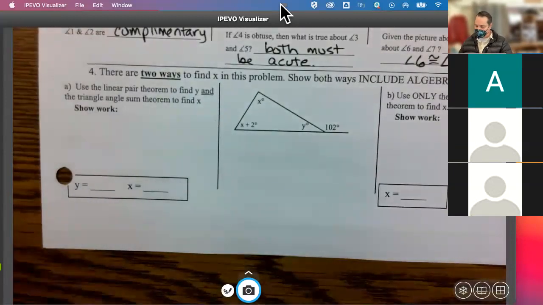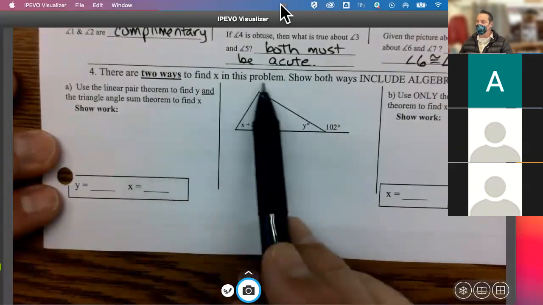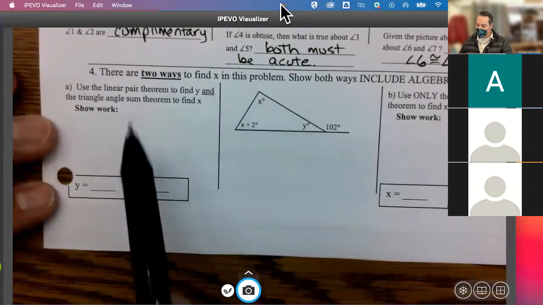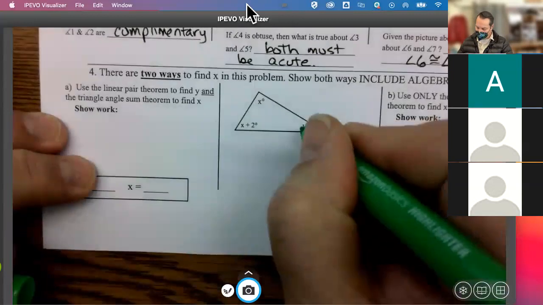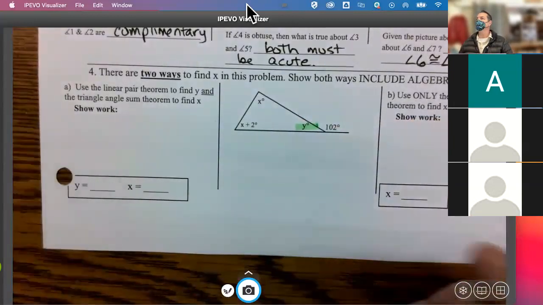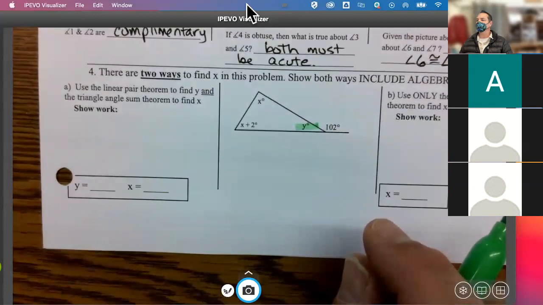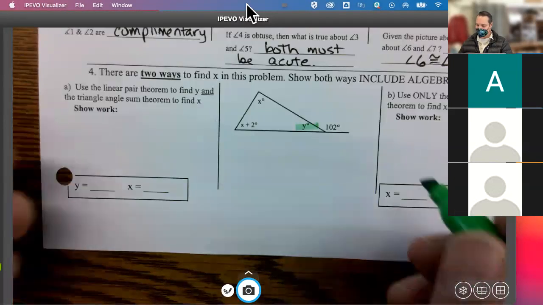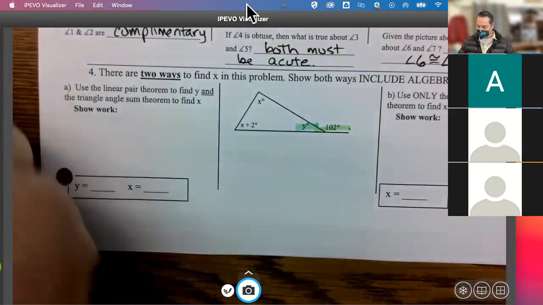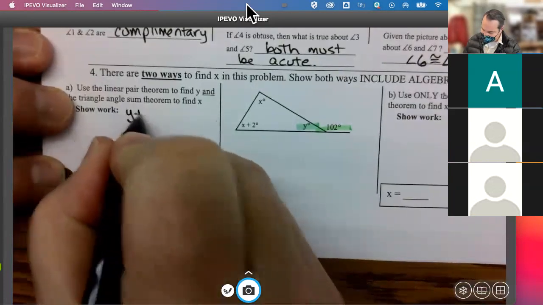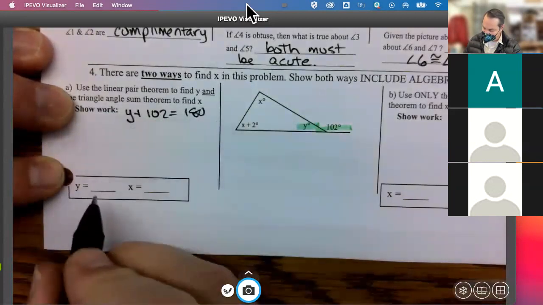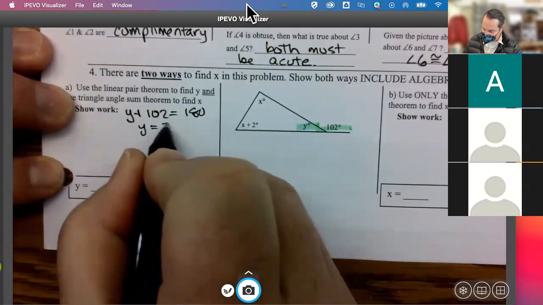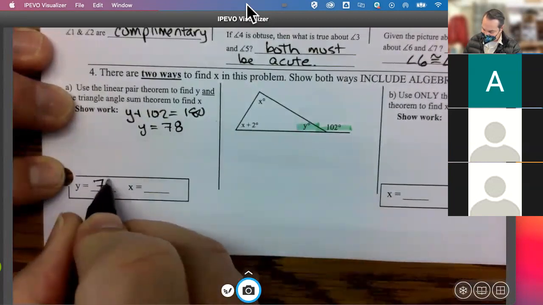Okay, last piece I'm going to guide you through. This problem asks you to solve the problem in two ways. One is by using the linear pair theorem to find y. What does that mean? Debbie? Very good. So y plus 102 form a linear pair. Therefore, they're supplementary, which means they add up to 180. Subtract 102 and you get y is 78. Easy peasy.